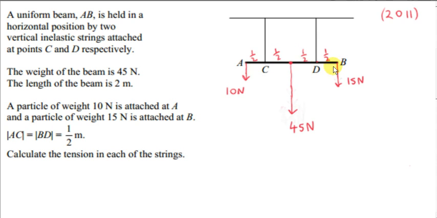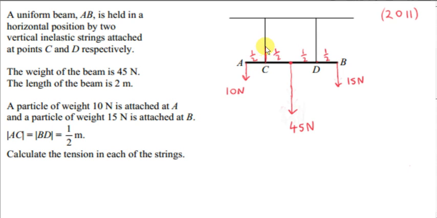Now, this beam is in equilibrium. The resultant force on it is 0, and the sum of the moments of the forces about any point on it is 0. Or we could say that the sum of the clockwise moments is equal to the sum of the anti-clockwise moments about any point. Okay, so these are obviously not the only three forces acting on it. If they were, the beam would accelerate downwards.